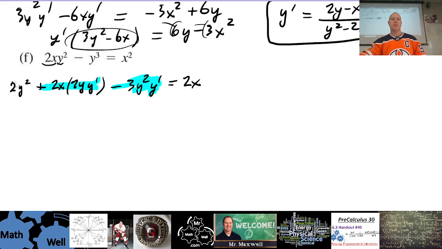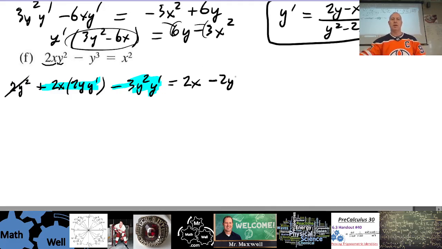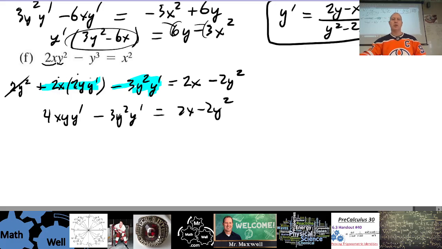This one I'm going to get rid of to the other side, so that's going to be minus 2y squared. So now I'm going to factor a y prime out. I'll maybe do one more step so you can see what's going on here. This is 2 times 2, which is 4, x, y, y prime, minus 3y squared y prime. Okay? You could factor a y prime straight out of there, but make sure you remember that there's a 4xy left. So y prime, I got 4xy minus 3y squared.